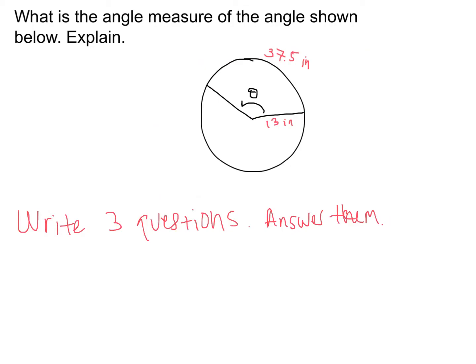All right, if you happen to stay on, I decided to change my mind and I wanted to speak briefly about this one. So the arc length is 37.5 inches and a radius length is 13. So the number of radius lengths in this arc length will give me the number of radians. And so I want to divide 37.5 by 13 to find that out.